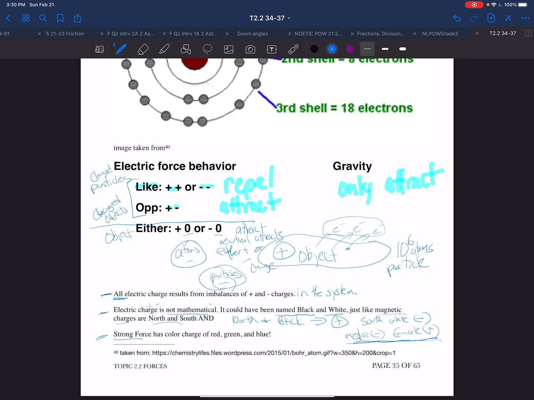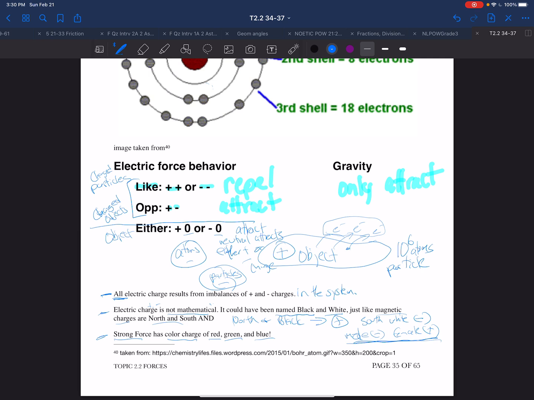And another way to illustrate that, not only with magnetism and north and south, is that the strong force, it turns out, has 3 charges. And it's called color charge: red, green, and blue. And of course, we could try to come up with some mathematical context for that to describe it. But in any case, the charge itself, electrical charge, is not a mathematical or a vector concept.